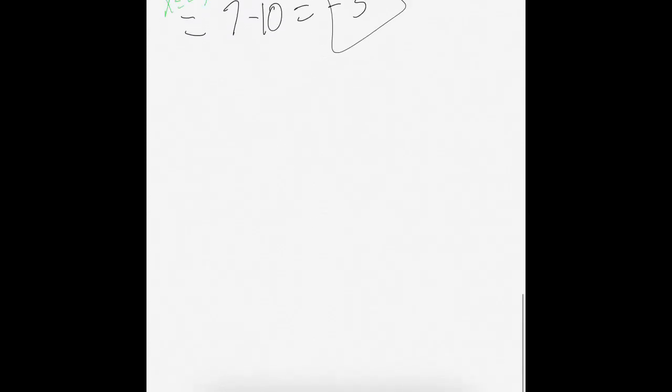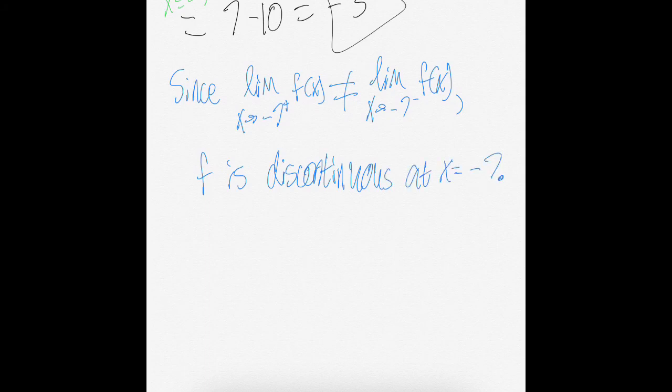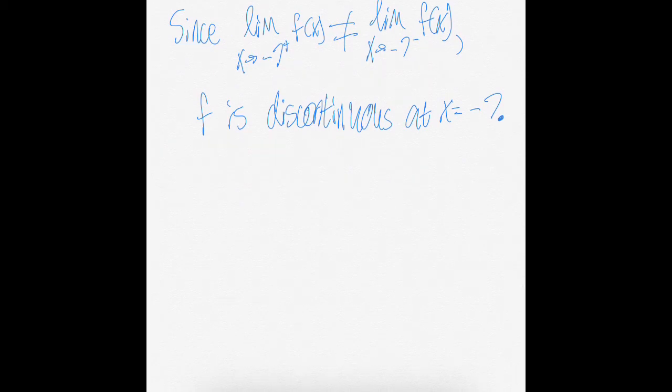And so this isn't actually part of the question, but it's worth emphasizing here. So I'll mention it because this is an important part of continuity in this whole discussion. So since the limit as x approaches -7 from the left is not equal to the limit as x approaches -7 from the right, since these two are not the same, f is discontinuous at x equals -7.